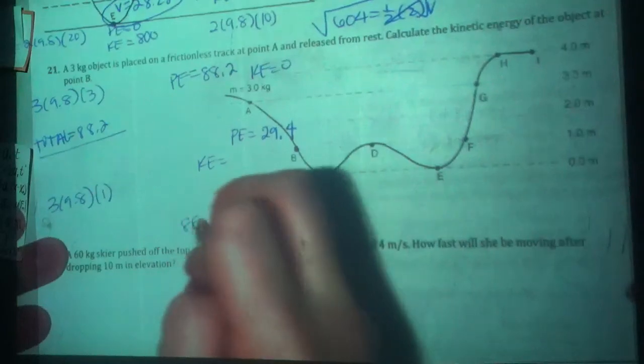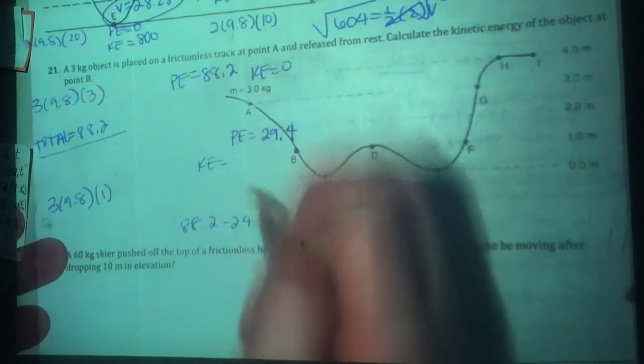Well, point B has both potential and kinetic, so let's find the potential. Mass times gravity times height of 1 just gives me 29.4. And then we subtract from the total to get our missing energy at that point, and I get 58.8. And that's all I'm asking, is the missing kinetic. You don't need to find the speed here.